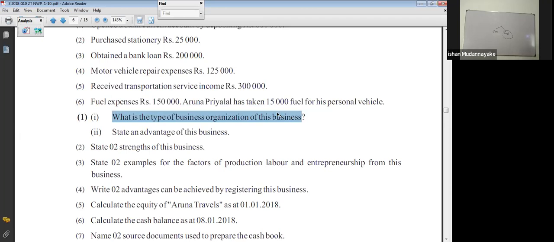Now you need to provide the answer. Service providing businesses. Sole proprietorship. Partnership. Others. Types of business. Small scale business organization.